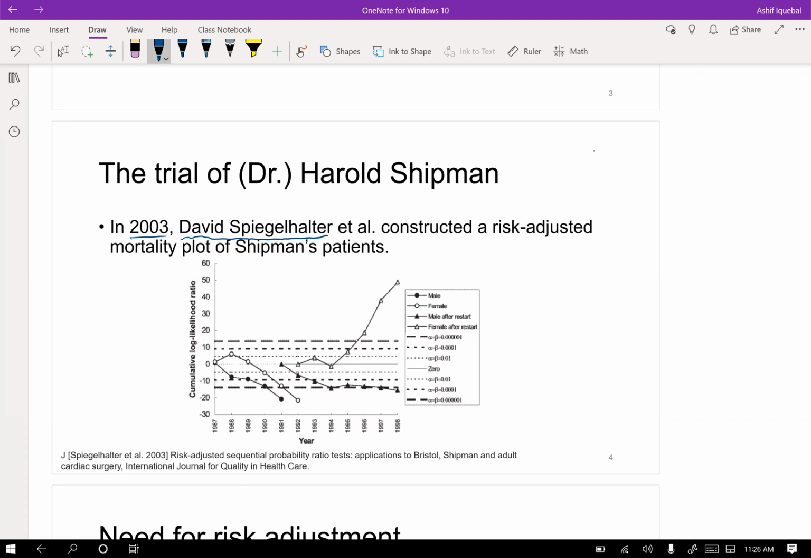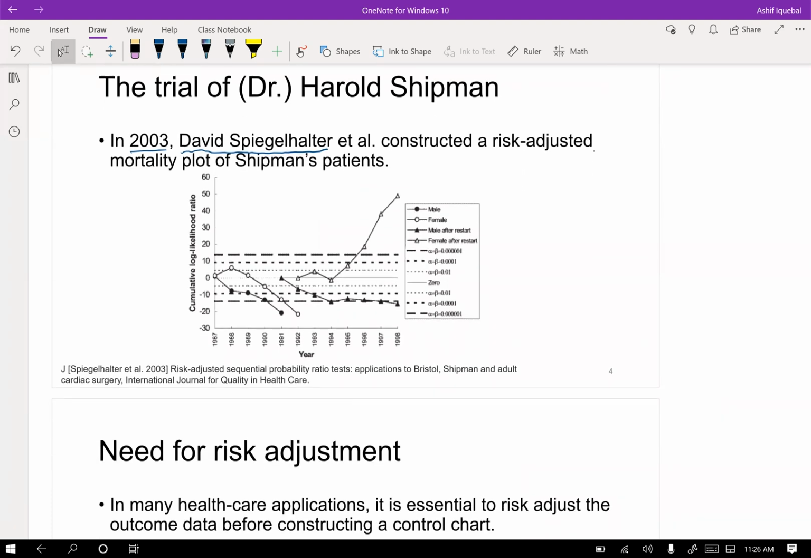So when he developed this methodology and plotted the control chart after risk adjustment, let's again focus on the empty circles and empty triangles, okay? Let's not focus on the filled circles and filled triangles. They are for male. We'll focus on female only. Now, after plotting the risk adjusted mortality plot, he noted that up until 1996, the risk adjusted values were within the control limits, right? But at around 1996, the number of excess deaths exceeded the control limits.